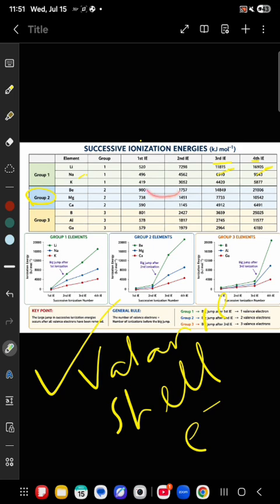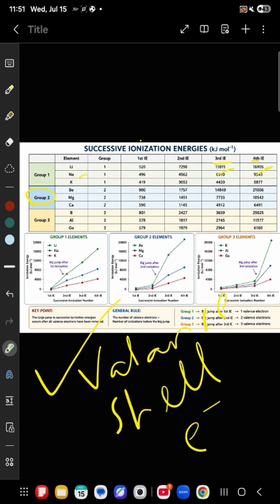So 900 to 1700 is not a much bigger difference; the amount has been roughly doubled. If the first ionization energy is 900, the second ionization energy is almost 1700 or 1800, so it has been doubled. This is not a big difference. But 1700 to 14,000 is a very big jump in successive ionization energies. So it shows that group 2 elements have just two electrons in the outermost shell. Those two electrons they can lose easily. That's why their first and second ionization energy values are small, and there is a big jump between the second and third ionization energy.